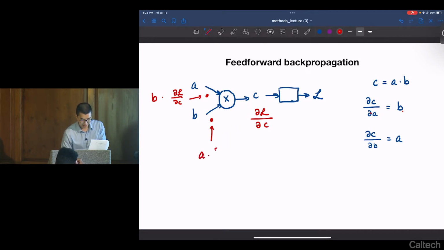So when you backpropagate a gradient through a multiplication, what happens is that if it backpropagates to A, I need to multiply the gradient by the value of the wire on the other side. So the gradient here gets multiplied by B, and the gradient over here gets multiplied by A.